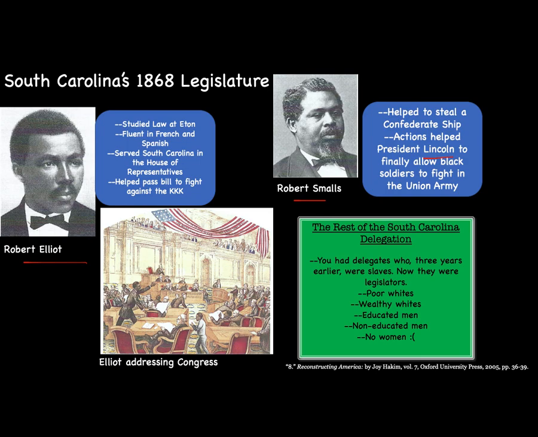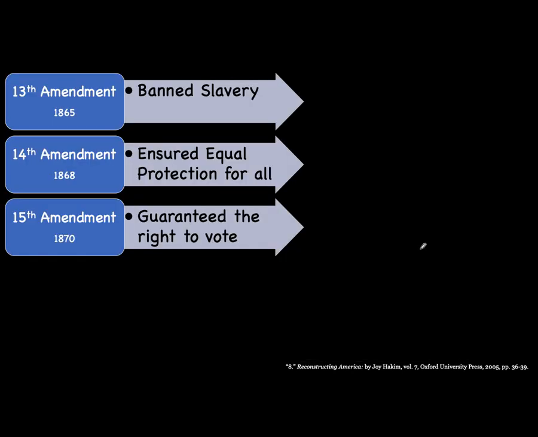You had some in the delegation who couldn't even read or write, but honestly, that didn't matter, because the people called on this group to change their state and to change their country. And changes were occurring, good changes, especially when it came to the laws. The 13th, 14th, and 15th Amendment will collectively ban slavery, ensure equal protection for all, and then give African Americans and all citizens the right to vote. Well, not all citizens, but more citizens.